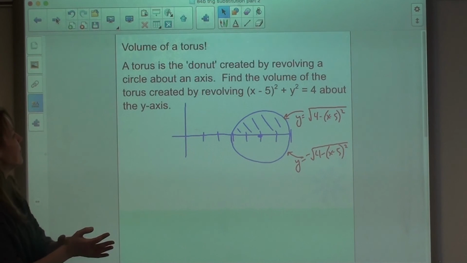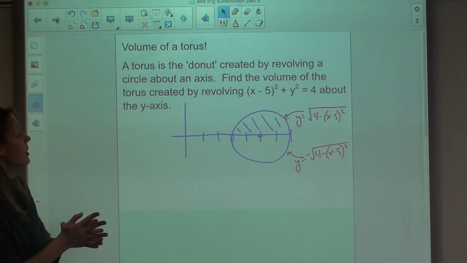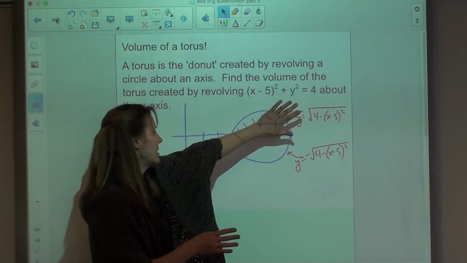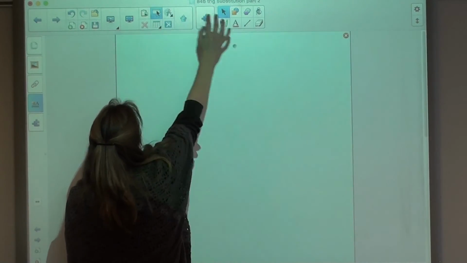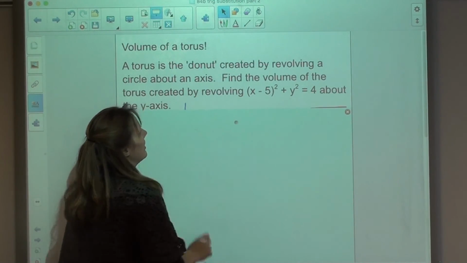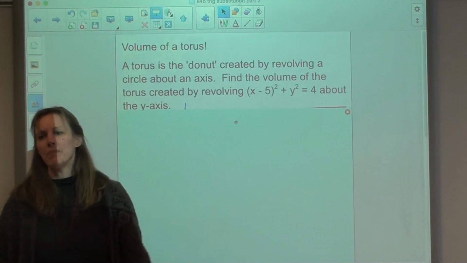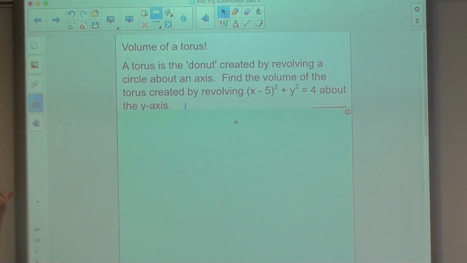So, just so you know, pretend that that's not there for a second. Alright, if we have this equation, this is the equation of a circle.